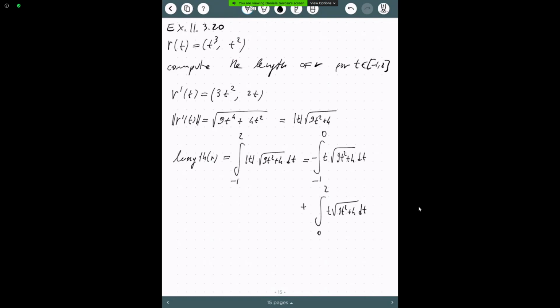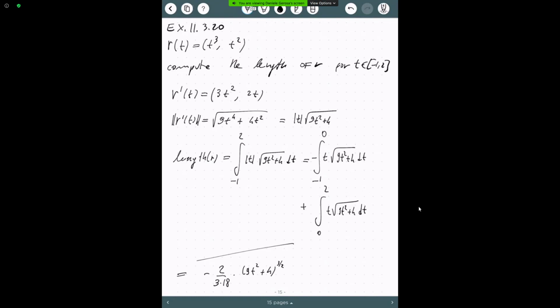Okay, so what do we get here? This is going to be equal to, you can directly compute the primitive here. You have a minus 2 divided by 3 times 18. Well, I could have simplified that, times (9t^2 + 4) to the power of 3/2.